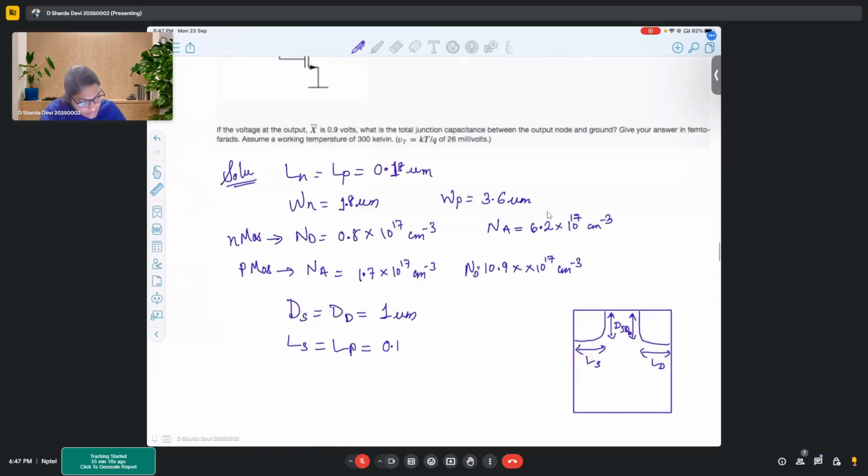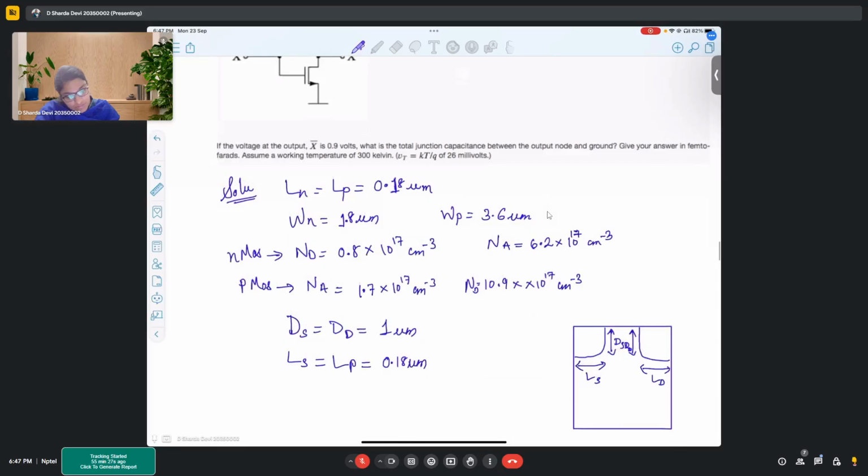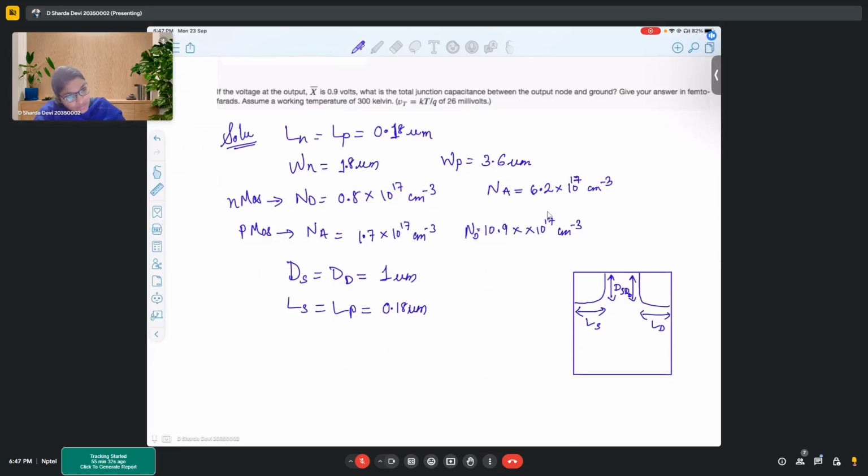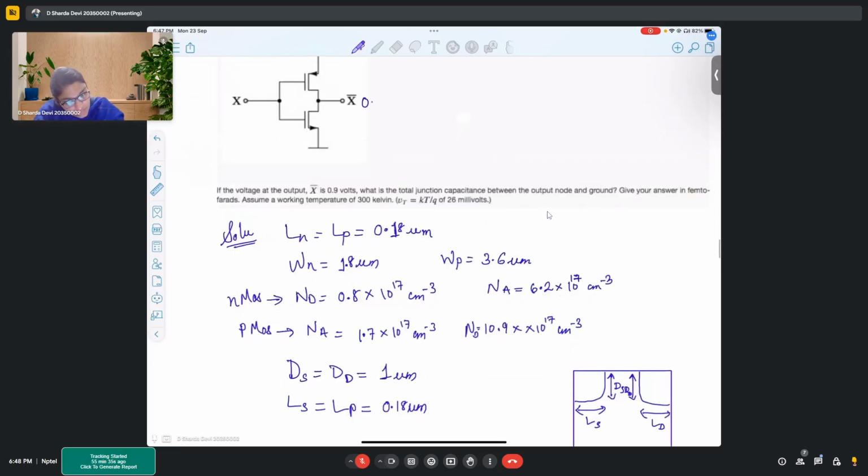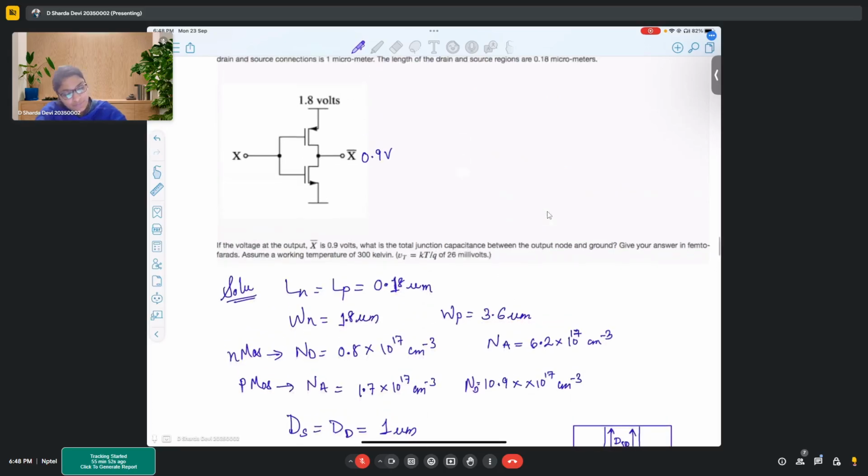0.18 micrometers. So now these are given. It is given that if the voltage at the output is 0.9 volts, what is the total junction capacitance between the output node and the ground? Give your answers in femtofarads, and Vt is 36 millivolts.